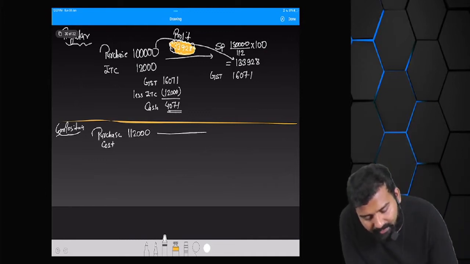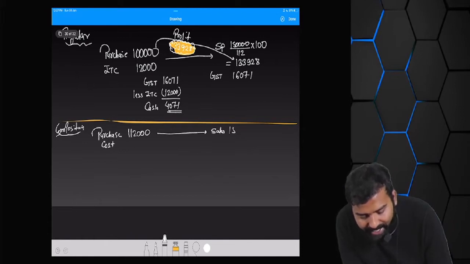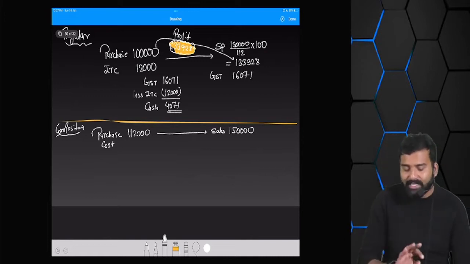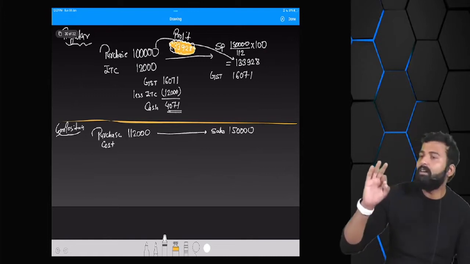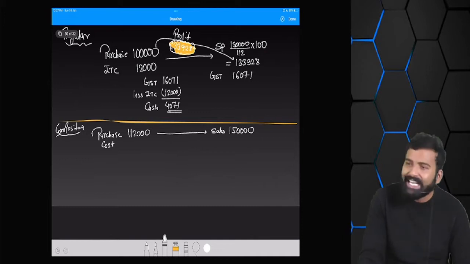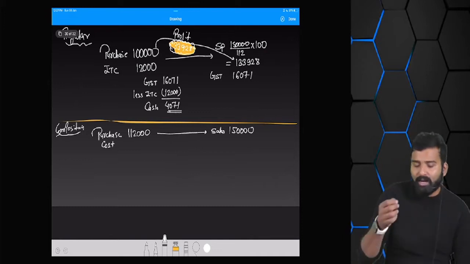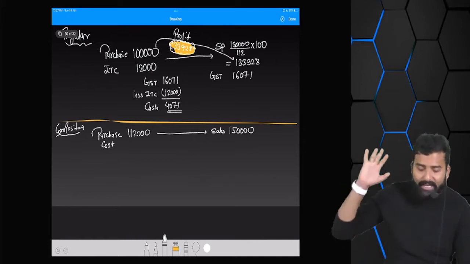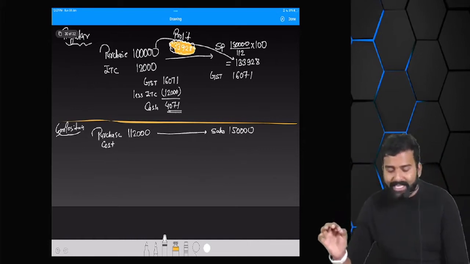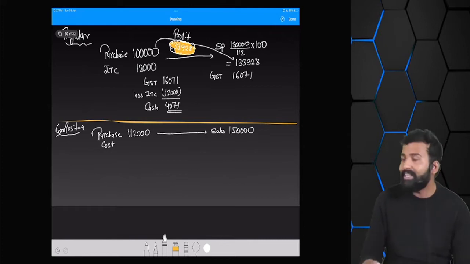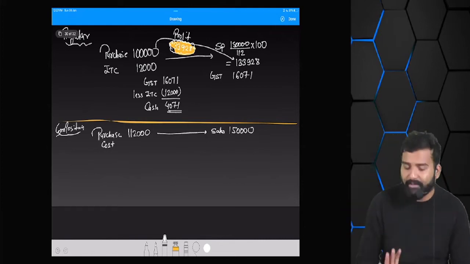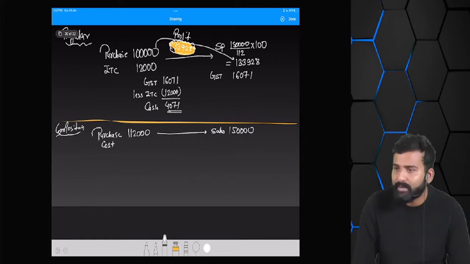And now he will be selling at the same price. I am not changing the price. His sales will be 1,50,000 rupees. He will be selling the same goods to the consumer at the same price, because the consumer does not consider whether he is collecting tax or price. The total invoice should be the same. So even in the regular scheme, the consumer has to pay 1,50,000, and even in the composition scheme, the consumer has to pay 1,50,000.